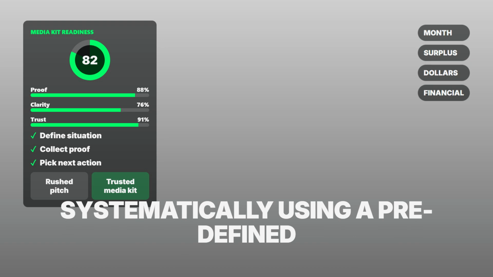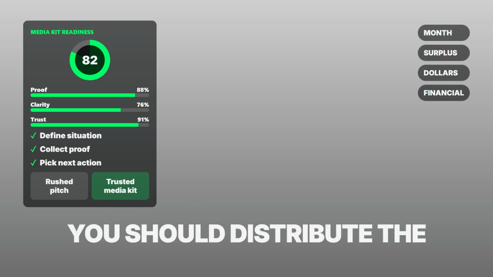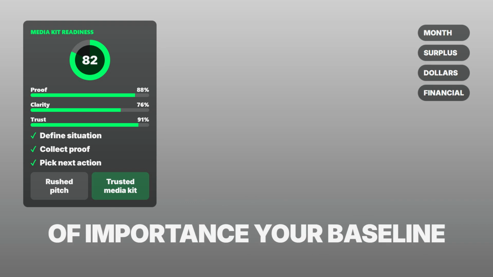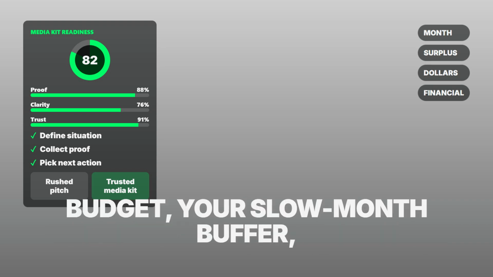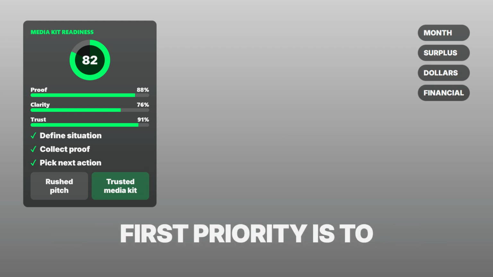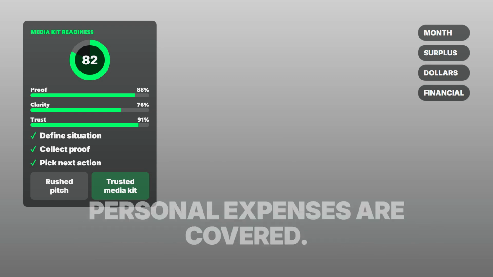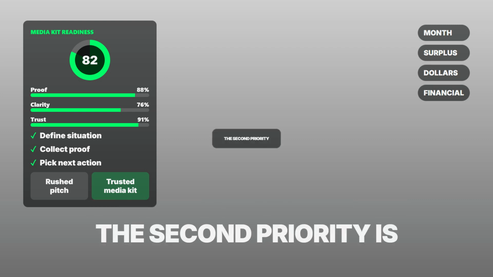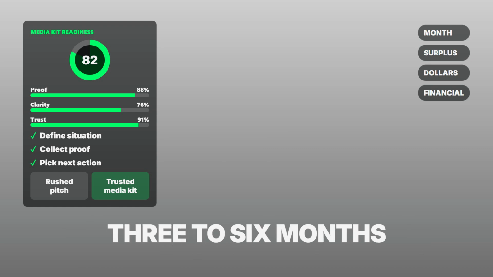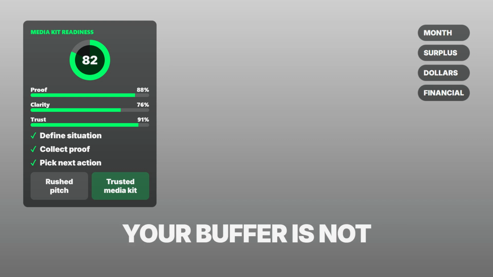Second, you must allocate your net surplus cash systematically using a predefined priority list rather than relying on impulsive decisions. You should distribute the surplus funds across 4 key areas in order of importance: your baseline budget, your slow month buffer, your business debt, and your long-term savings. The first priority is to ensure your current month's essential business and personal expenses are covered. The second priority is to fund your slow month buffer, which should hold 3 to 6 months of baseline expenses. If your buffer is not fully funded, the majority of your net surplus should go directly into this account.